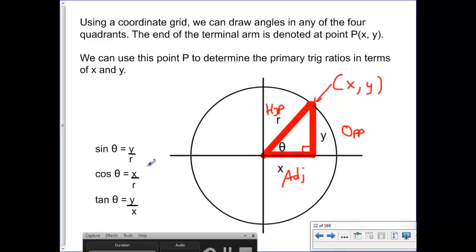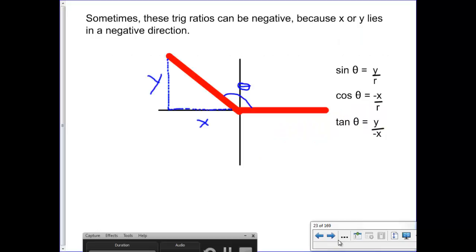Did I show you guys these formulas last year or not? Yeah, somewhat. Okay, so from now on, rather than going O, H and A, we're going to use X, Y, and R, standing for the radius. That makes sense? Let's do an example. We did a lot of these last year.